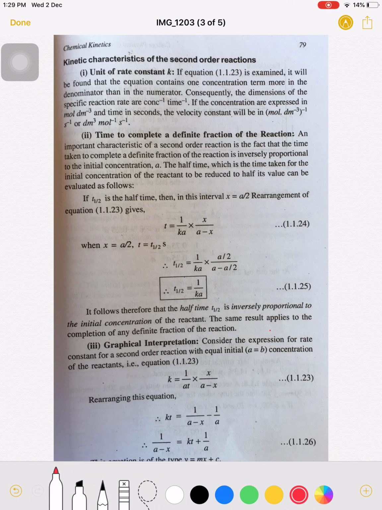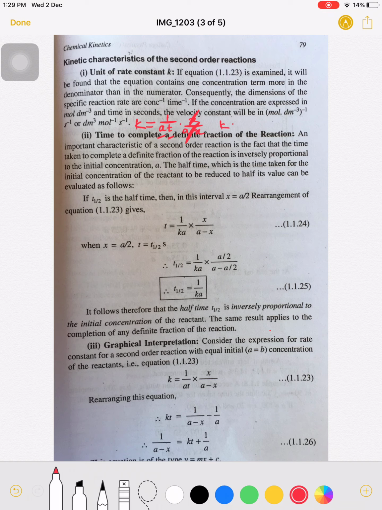So for the rate constant, the rearranged equation for the second order reaction is k is equal to 1 upon a into t, x upon a minus x. Both the terms x and a minus x are concentration terms, therefore we have cancelled them. So k is equal to 1 by a t. So a is the concentration term and t is the time term. Usually the concentration has unit mole per dm cube, which is used for a.